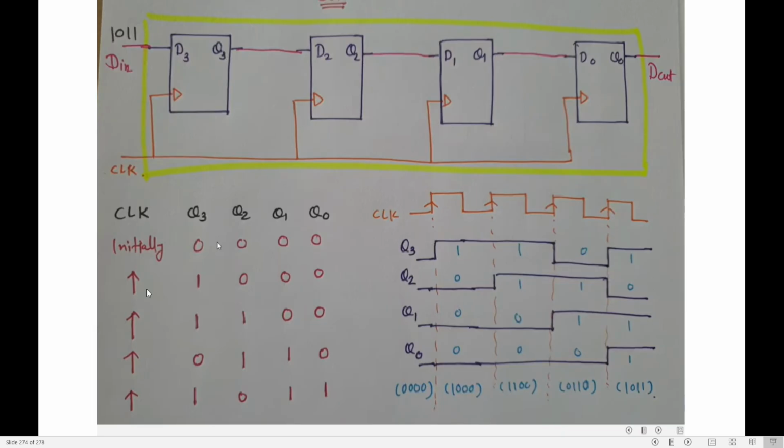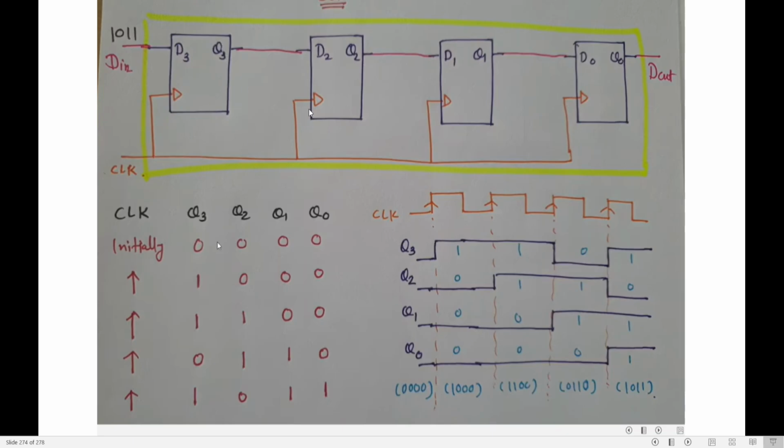Now let us see the construction. Don't get worried about this diagram, just one logic. Initially, imagine all the outputs Q3, Q2, Q1, Q0 are zeros. Now, what are we going to do? We are going to shift the data 1011 into the register, that is, load the data into the register.